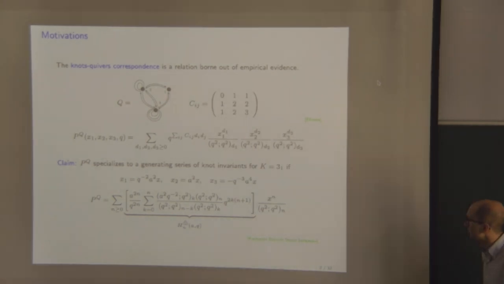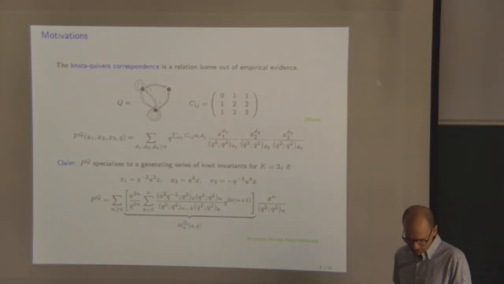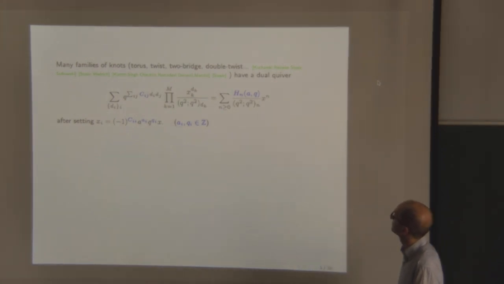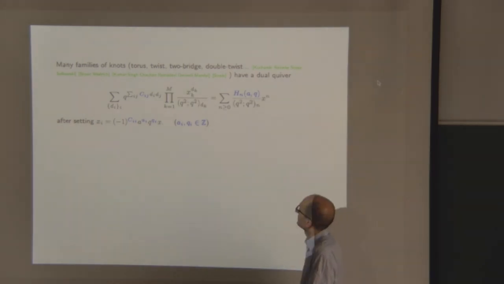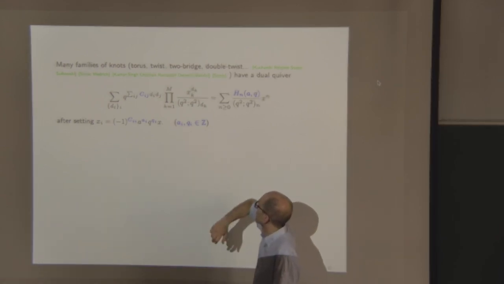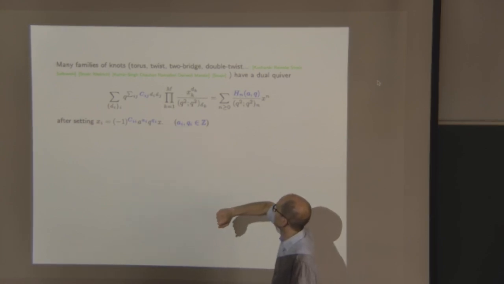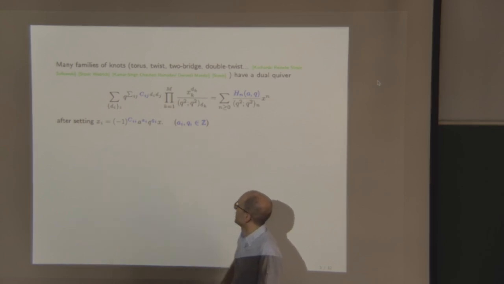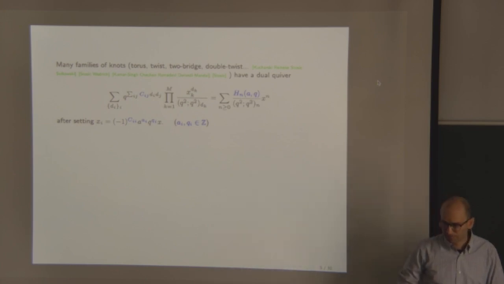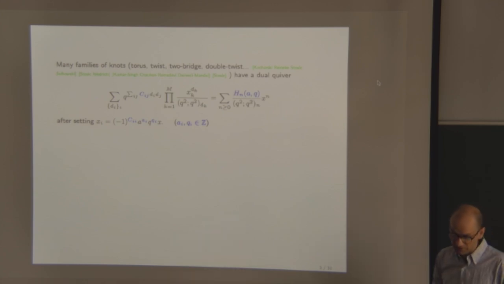This goes back to work of Kucharski, Reineke, Stosic, and Sułkowski from 2017, but it's been now generalized to many families of knots, including torus knots, twist knots, two-bridge, double twist, and so on. So it's a very general statement, it appears, that there is a quiver with a given adjacency matrix, C_ij, and certain integers, a_i, q_i, such that when you specialize the partition function, that is, you specialize the variables to these powers of a, q, and x, what you recover is the generating function of HOMFLY-PT for some knot, colored by symmetric partitions.